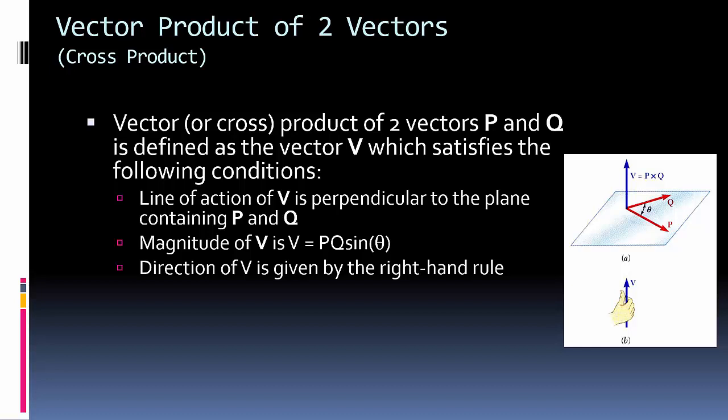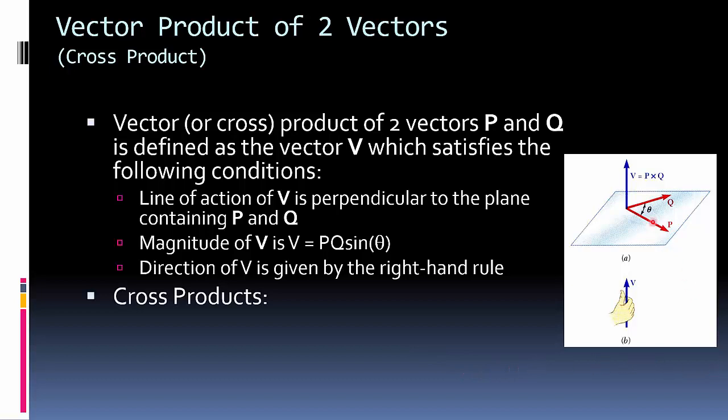If this is P cross Q, you put your right hand and point all your fingers in the direction of P, and then you close your hand toward the direction of the other vector Q, and where your thumb points is the positive sense of that vector. So if you put your hand here, P, and rotate it and close it towards Q, then your thumb, you notice, points up. So for a vector product, the direction is given by the right-hand rule, so it's in this direction.